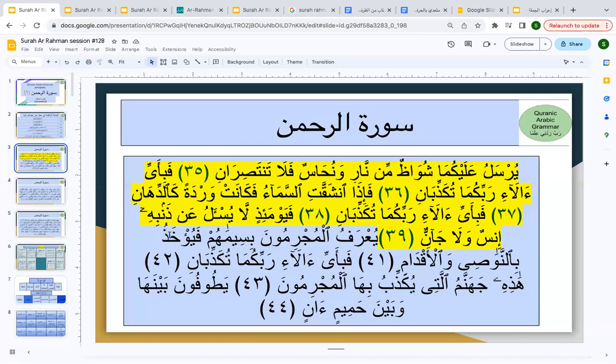Fayukhazu. What are we seeing? Another majhul. Jumla failya. Another majhul. Yukhazu. Is it madin mudare? It is mudare majhul, right? Can al-mujrimuna be naibul fail for yukhazu? Whatever you have learned, apply it today.